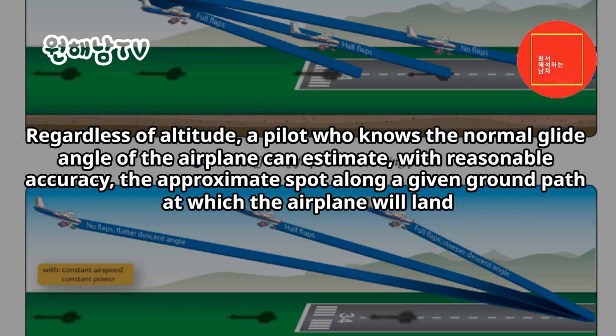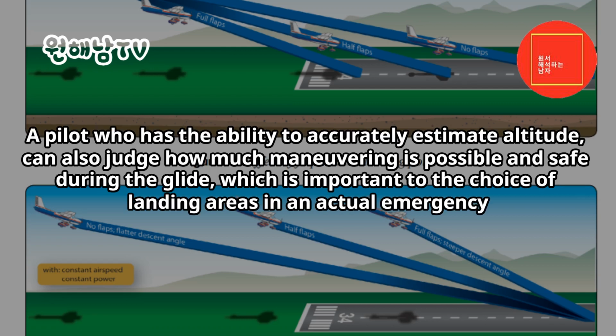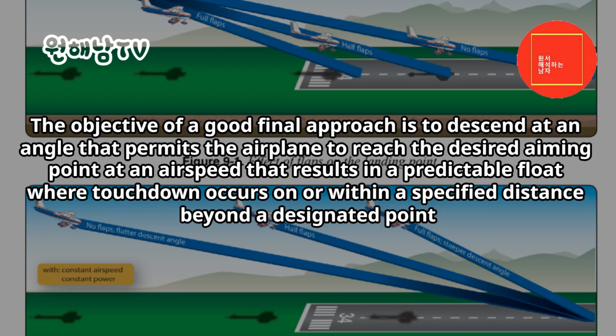Regardless of altitude, a pilot who knows the normal glide angle of the airplane can estimate, with reasonable accuracy, the approximate spot along a given ground path at which the airplane will land. A pilot who has the ability to accurately estimate altitude can also judge how much maneuvering is possible and safe during the glide, which is important to the choice of landing areas in an actual emergency. The objective of a good final approach is to descend at an angle that permits the airplane to reach the desired aiming point at an airspeed that results in a predictable float where touchdown occurs on or within a specified distance beyond a designated point.